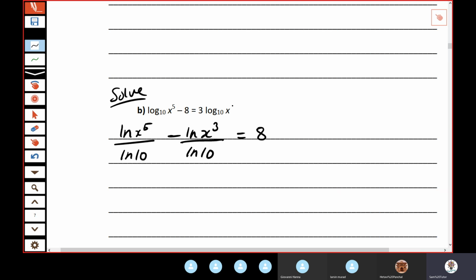Bring the 3 up as a power. That becomes x cubed. And then I'm also going to subtract it, which will look like this. And then the minus 8, bring it over to the right hand side. Any questions?